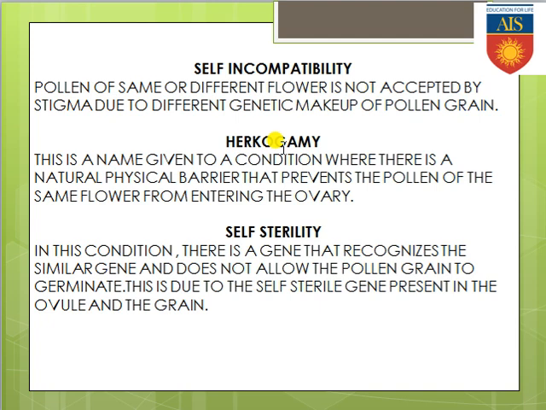Herkogamy, there is a natural physical barrier present in between pollen grain of anther and the stigma of female part, so automatically the self pollination cannot take place. And self sterility means either the pollen grain or the ovule or ovary, they will sterile itself due to presence of a self sterile gene. So when it will sterile itself, for resisting the self pollination, obviously the plant has to prepare for the cross pollination. So up to this slide we have completed in this video.